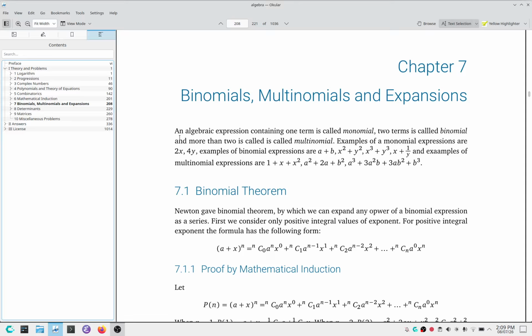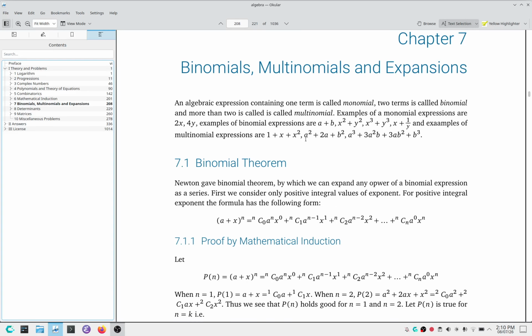Mostly I'll read through the theory so you can pause and read on your own. An algebraic expression containing one term is called monomial. 2 terms is called binomial, and more than 2 is called multinomial. Examples of monomial expressions are 2x, 4y. Examples of binomial expressions are a plus b, x squared plus y squared, x cubed plus y cubed, x plus 1 upon y. And examples of multinomial expressions are 1 plus x squared, a squared plus 2a plus b squared, a cube plus 3a squared b plus 3ab squared plus b cubed.